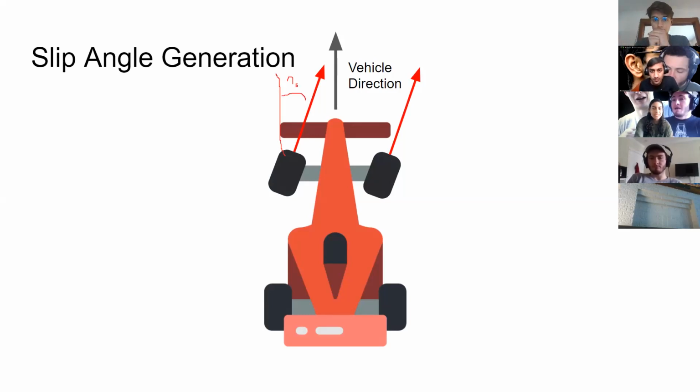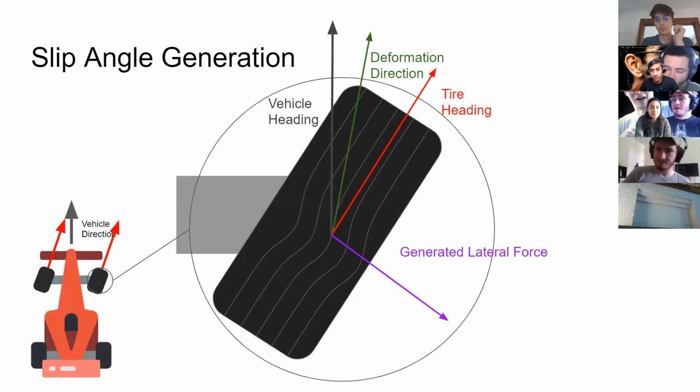Is that where it is? Yeah. Slip angle, my understanding, is the difference between the direction the wheel is moving and the direction the wheel is facing. Exactly. And in this case, actually let me go to the next slide, because this is going to capture exactly what you're just asking.